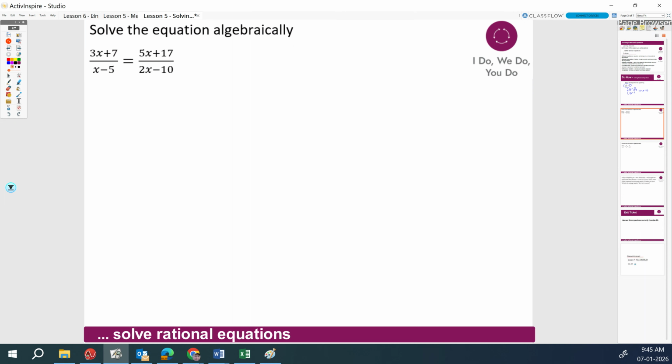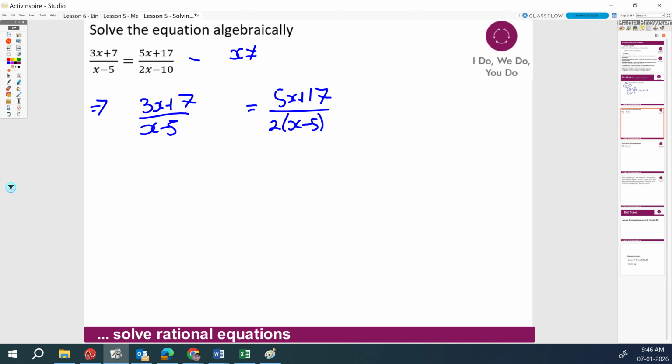Okay, welcome back. What we need to do to begin with is identify any excluded values. We can see that this equation can be rewritten as, let me just draw it down here, (3x + 7)/(x - 5) = (5x + 17)/(2(x - 5)). So identifying our excluded values, we can see that x is not equal to 5.